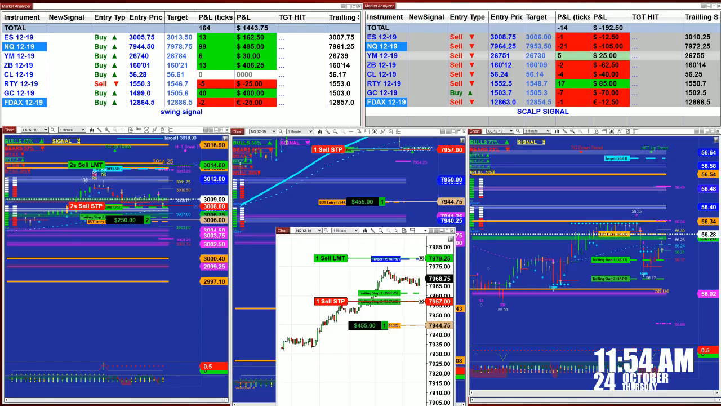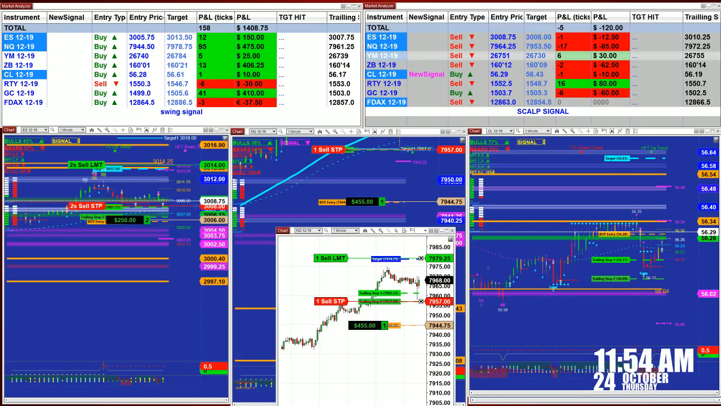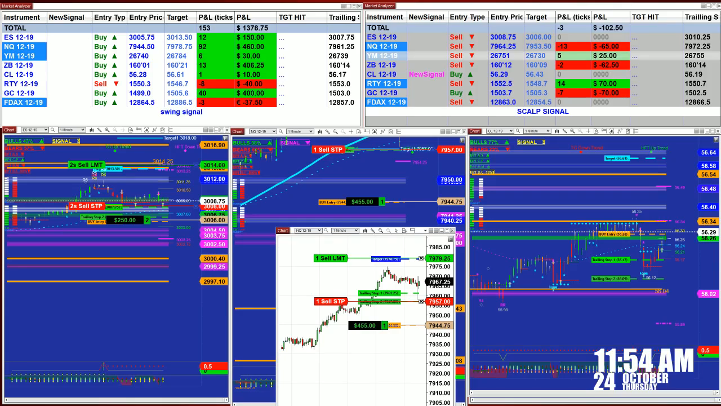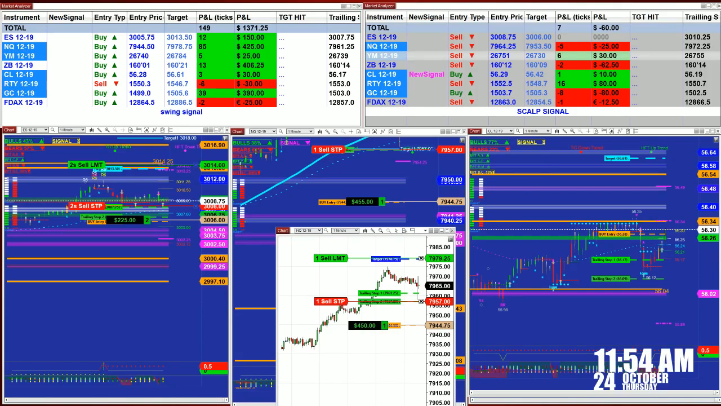Now the market is turning around. It's 12 o'clock, and it's starting to take a new direction. We have a new signal on the CL again.